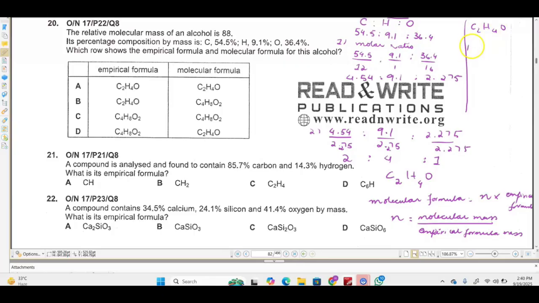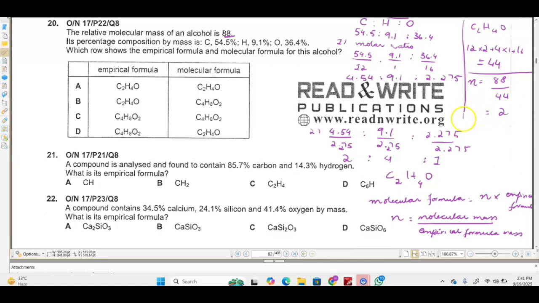So carbon is 12 into 2, plus hydrogen is 4 into 1, plus oxygen's atomic mass is 16. When we add all of these, we get our answer as 44. So empirical formula mass is 44, and molecular mass is given as 88. So let's find n. It's going to be 88, because molecular mass is 88, divided by empirical formula mass, 44. So this is going to give us an answer of 2.